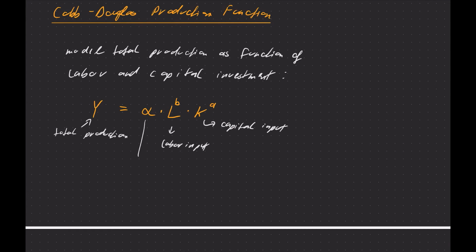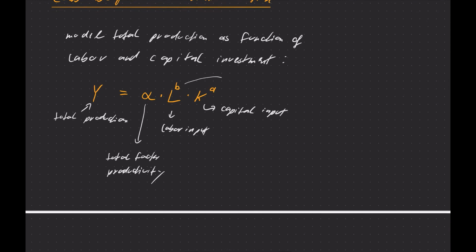Then we have that factor alpha here, that's called total factor productivity. So that kind of scales the result of both factors. And then we have A and B. Those are called the output elasticities of labor and of capital, respectively. Okay, so A and B are so-called output elasticities of labor and capital. Basically, those model how much labor and capital determine what the actual output of the production is.